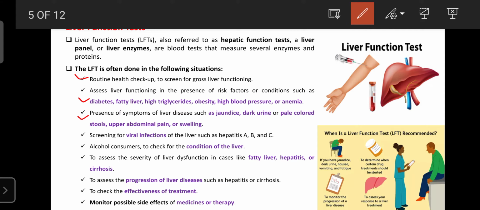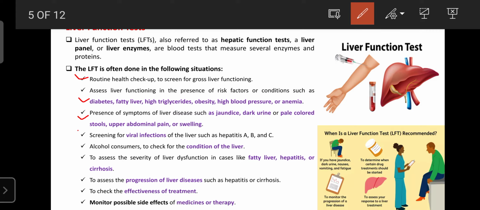And also in the presence of symptoms of liver disease such as jaundice, dark urine, pale colored stools, upper abdominal pain or swelling. At that time also the doctor may prefer the liver function test to note down the risk factors for the dark urine or jaundice, pale colored stools, or upper abdominal pain or swellings. Okay, next one.